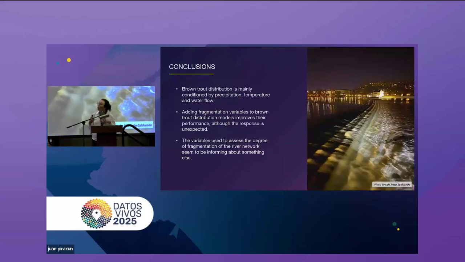Okay, so the key messages to take home are that the brown trout distribution is mainly conditioned by precipitation, temperature, and water flow. And adding fragmentation variables to brown trout distribution does improve the models. However, the variables that we use to assess the degree of fragmentation don't seem to be informing of what we thought of as fragmentation, but rather underlying environmental variables that are confounding our results.